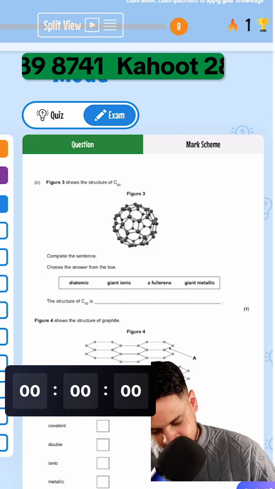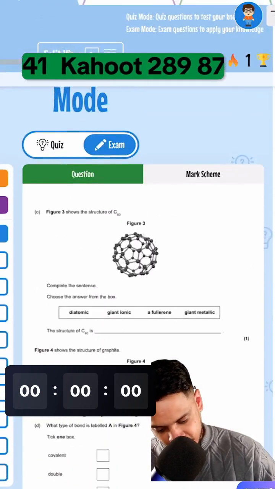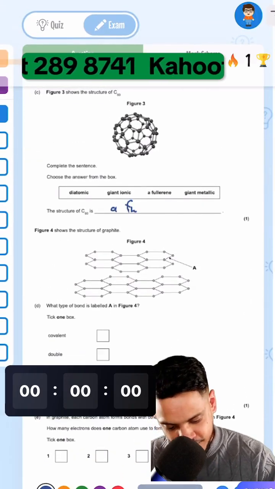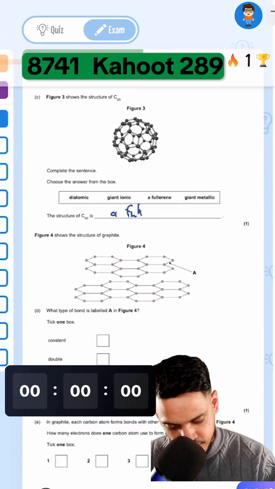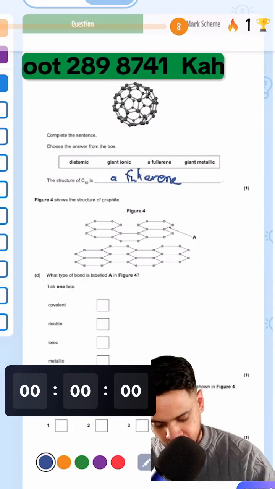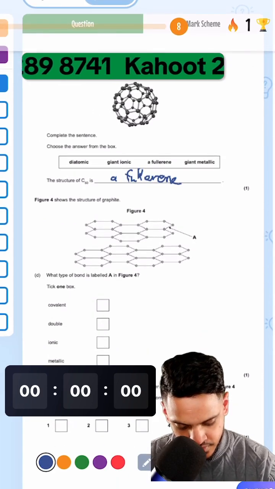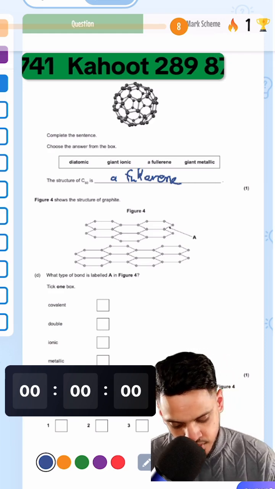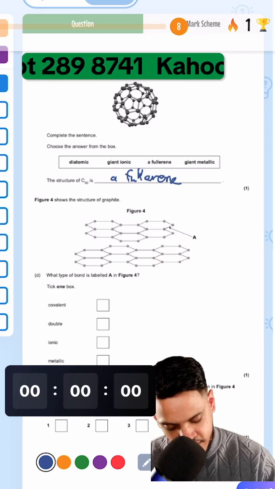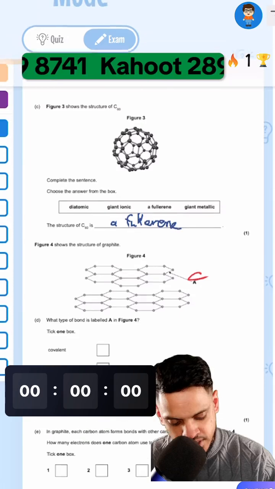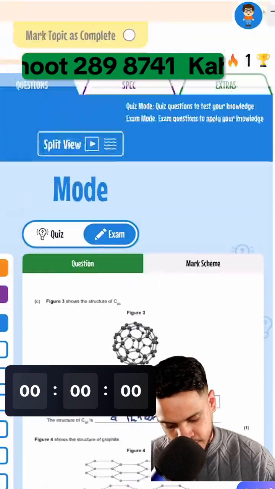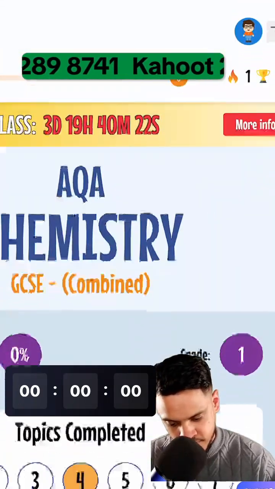Which one? What is this called? First one is a fullerene. Excuse my handwriting. Pretty shambolic. What type of bond is labeled A? What would you guys call that bond there? You can kind of guess, because we know what topic this is, right? Let me just refresh the page. One second, guys.